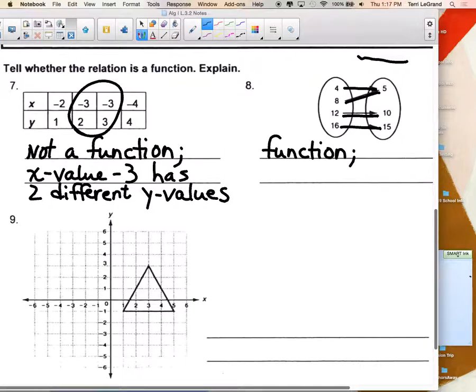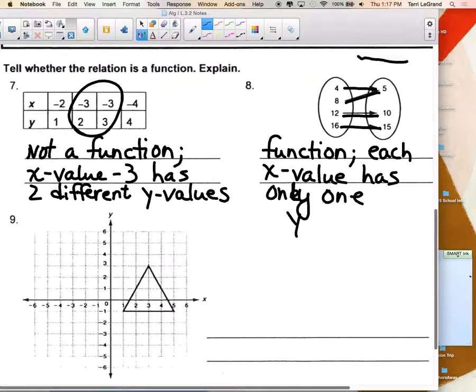and we state it like this. Each x value has only, I'm going to start to write the word one too, only one y value. Each x value has only one y value. That's how we have to state it.